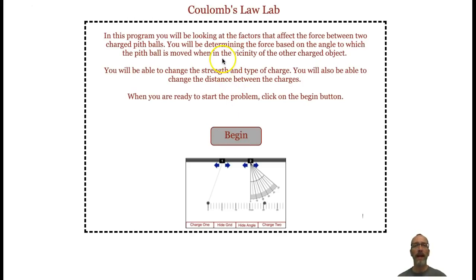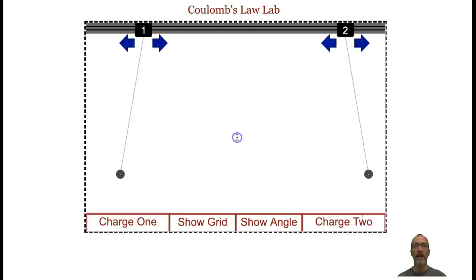So in this lab, or in this program, you're going to be looking at some factors that affect how two objects that are charged the same, so they repel, and these objects are called pith balls. They're kind of like cork, I guess you could say. When they get a charge and you attach them with a thread, then they will repel each other. So probably the easiest thing to do to get started is just start reading the directions.